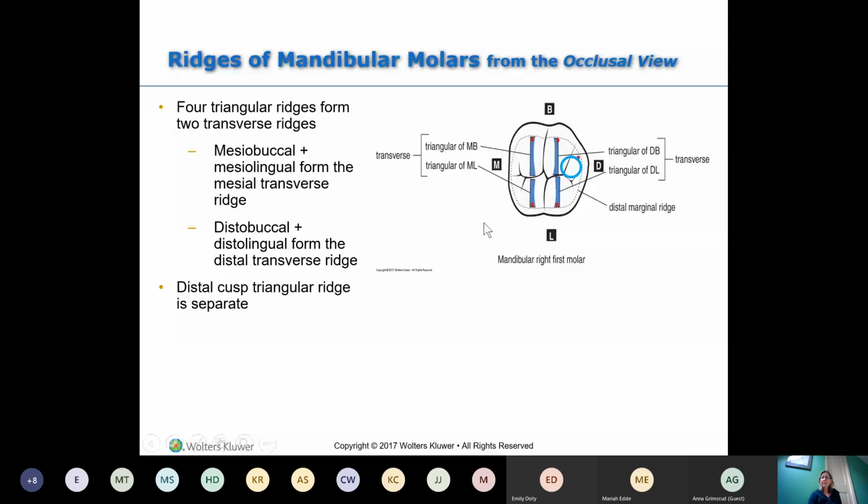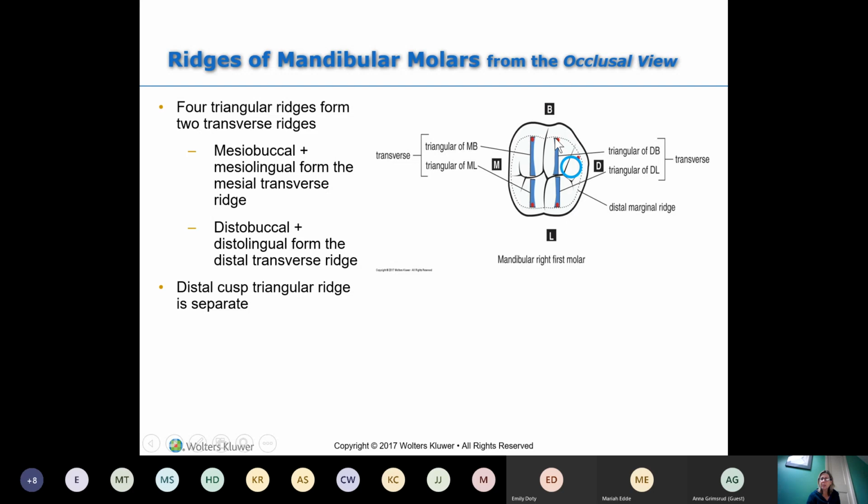So it's going to be the triangular ridge of whatever cusp this is. In this case, it'll be the triangular ridge of the mesiobuccal cusp. This one's going to have a triangular ridge of the mesiolingual cusp. This one's going to have a triangular ridge of the distolingual cusp. And this one's going to have a triangular ridge of the distobuccal cusp. So when you join these two, or these two, you have transverse ridges.